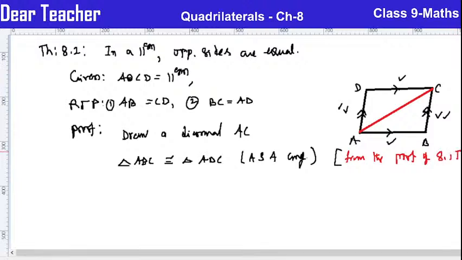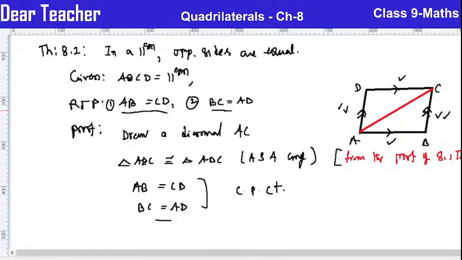Now, therefore, by CPCT, what happened? AB is equal to CD and BC is equal to AD. This is CPCT. CPCT means corresponding parts of congruent triangles. So this is what is to be proved: AB is equal to CD and BC is equal to AD. Now this is the first property of the parallelogram. Now let us go to the 8.3 theorem.